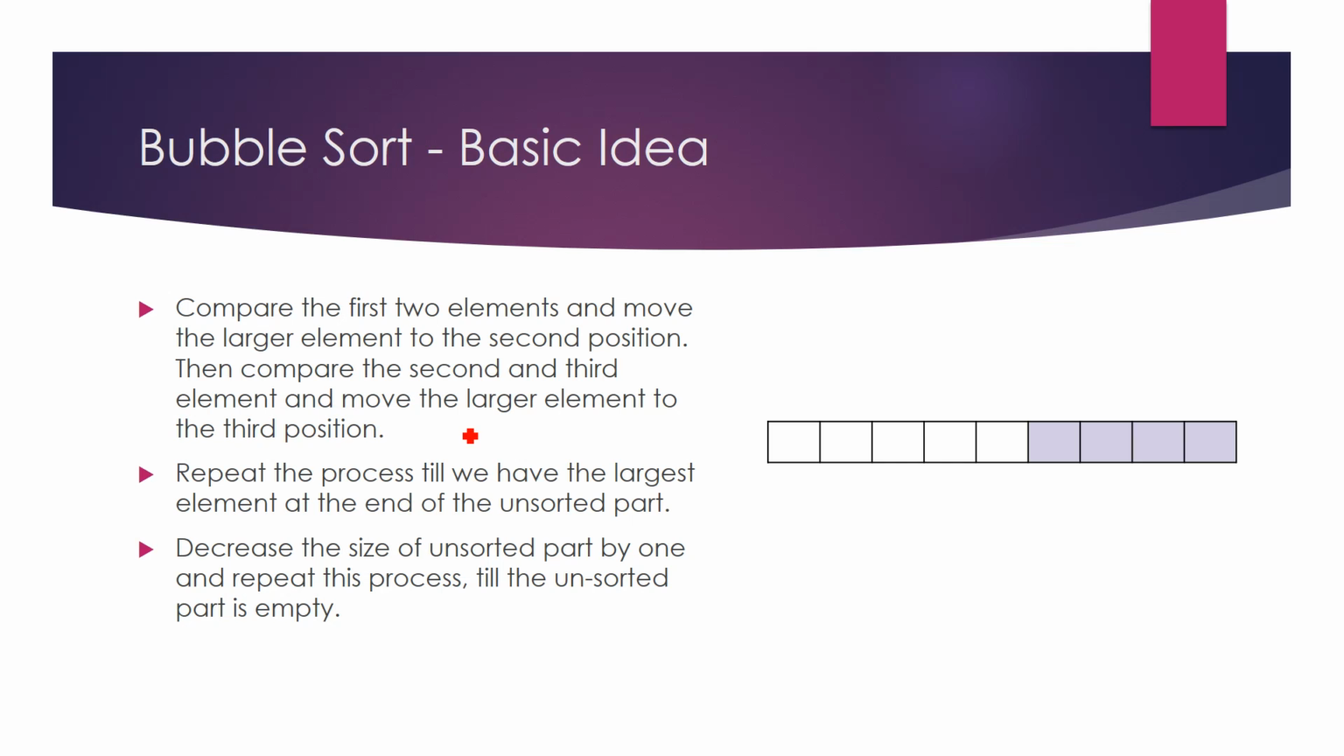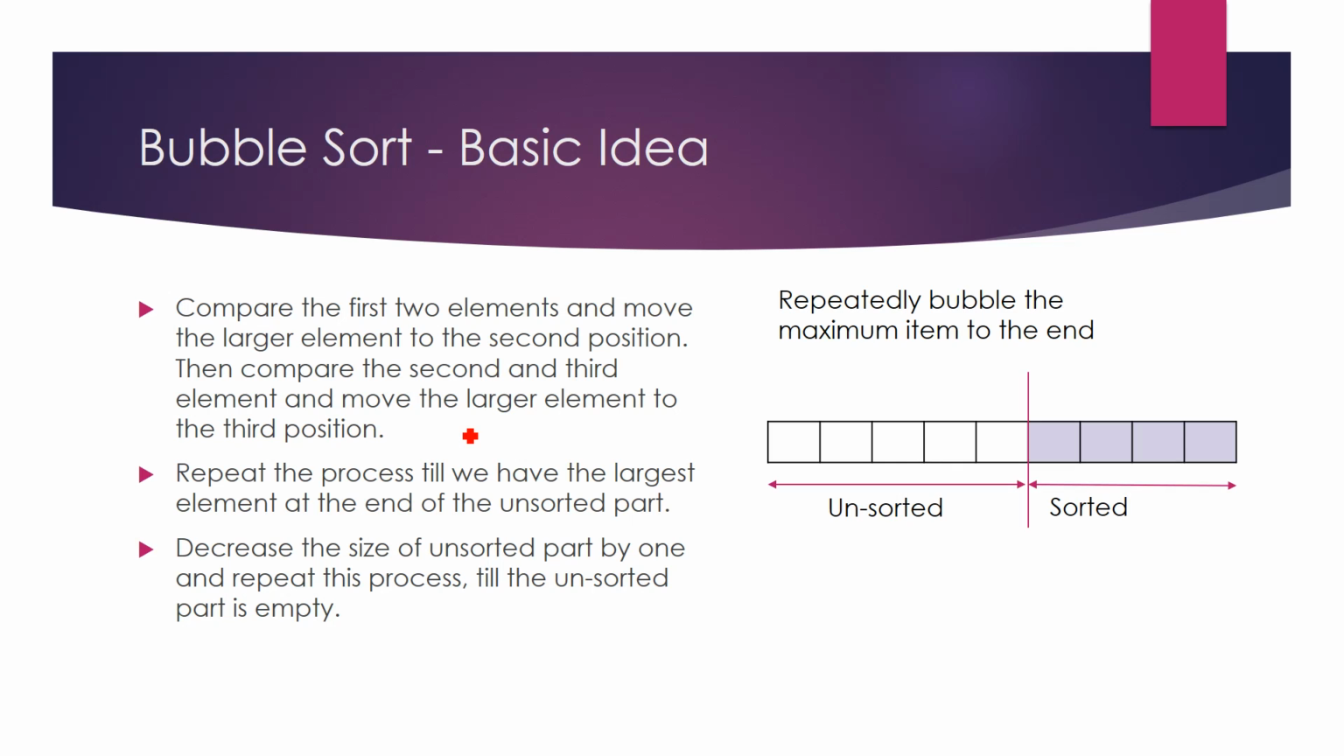So let's say we have an array here and we are bubbling elements. In a particular pass, the left part is unsorted and the right part is sorted. First we compare the first two elements and keep the maximum element in the second position, then the second and third, then the third and fourth, and we continue doing that till we reach the end of our unsorted array. Once we reach the end of the unsorted array, we are done with one pass, which means we now have one less element in our unsorted array, and we repeat the same process with the remaining array. So this is the basic strategy behind it.